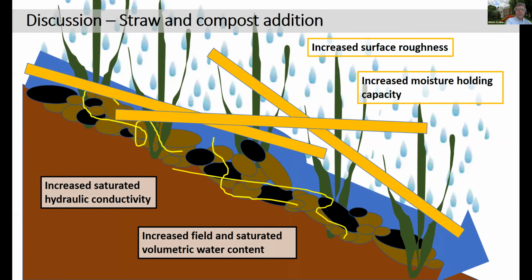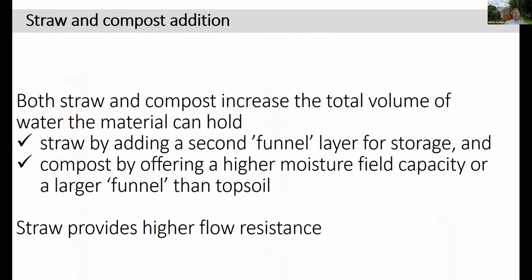And here with the same straw and compost addition, you also see increased surface roughness and moisture holding capacity. I talked about that during the geotechnical properties, especially with the unsaturated testing, if you remember. Increased saturated hydraulic conductivity. Again, I talked about that when I discussed the KSAT results. Increased field and saturated volumetric water content. And we have also seen that in the laboratory. So that was nice to see the same things in the field, or at least try to relate to field observations. Both straw and compost increase the total volume of the material can hold.